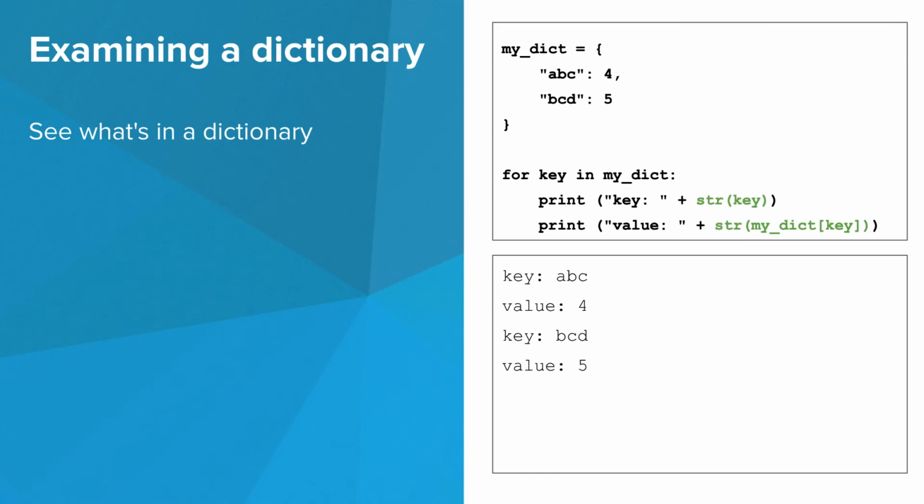In this example, I'm going to assume that we don't know for sure what the types are of the keys and the values. For this reason, we should pass the key and the value to the str function to make sure that we can legally concatenate them. This is fine even if the key or the value is already a string.